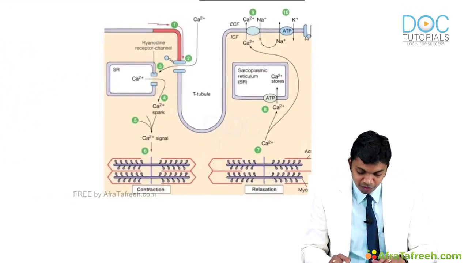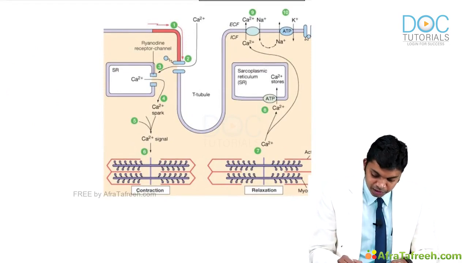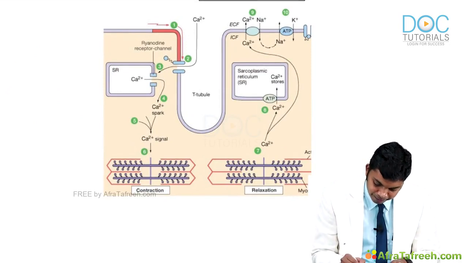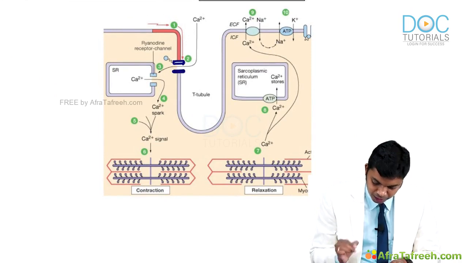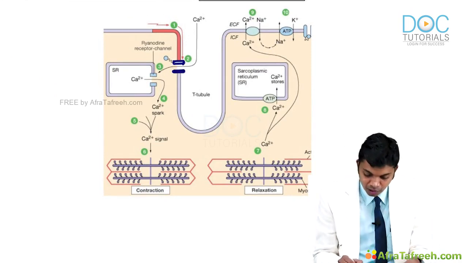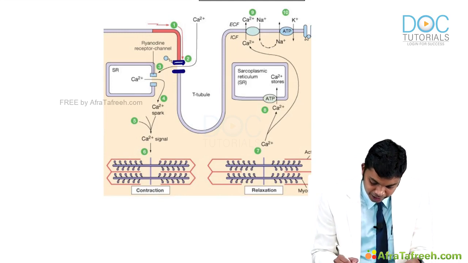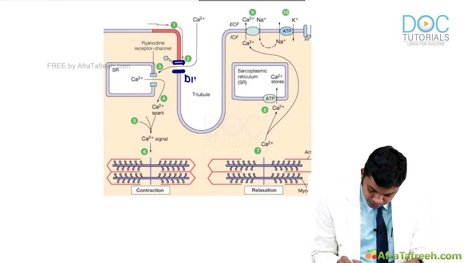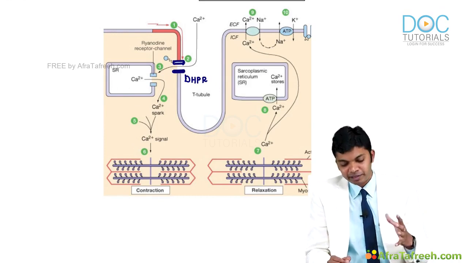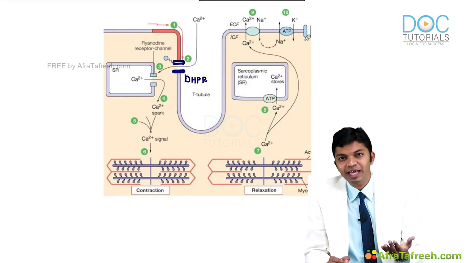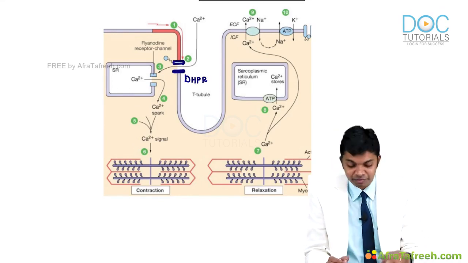So, here we have a T tubule. Now, in this T tubule we have a channel on the wall of the T tubule called the dihydropyridine receptor. Dihydropyridine receptor is nothing but a voltage gated L type calcium channel.